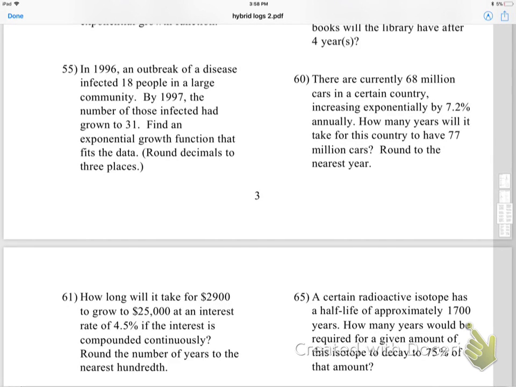Okay, let's work on more of these growth functions. Let's have a look at question 55. Find a growth function. In 1996, the start was 18 people, so the initial amount is 18. It goes up to 31. I don't know what the growth function is, but this is not too difficult.